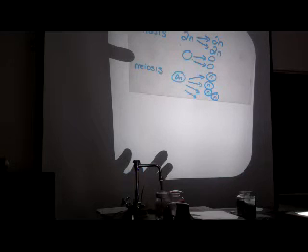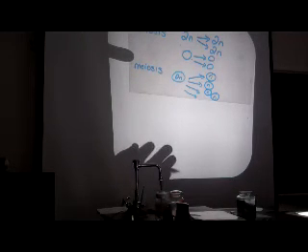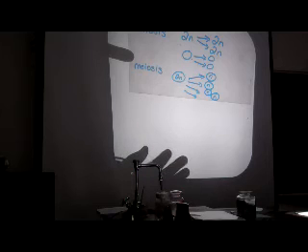That's why you go from 2N to N. And you're going to make 4 of them. Remember, in mitosis, we only went from 1 cell and made 2 cells. In meiosis, we're going to go from 1 cell and make 4 cells.